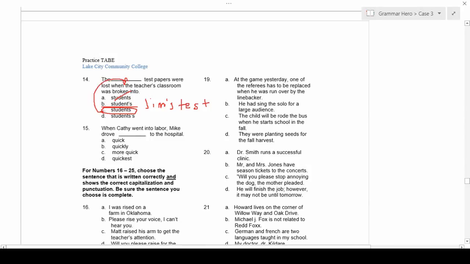Okay. Number 15, when Kathy went into labor, Mike blank to the hospital. Mike drove quick to the hospital. No, that's not correct. Mike drove quickly to the hospital. Well, this is a difficult one because we have to assume Mike's already driving to the hospital. So as soon as she went into labor as he was driving, he drove more quickly to the hospital. Okay.